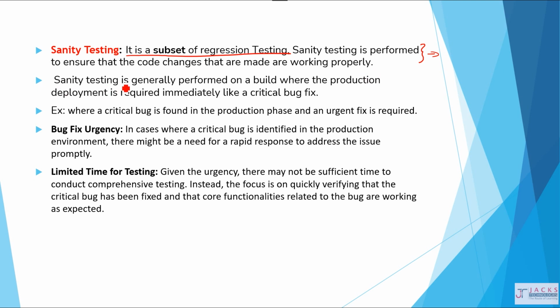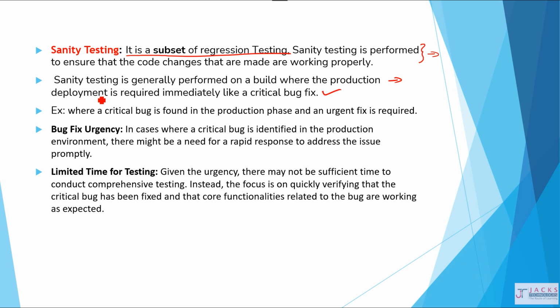Now see, sanity testing is generally performed on a build where production deployment is required immediately, like a critical bug fix. Here I have given an example where a critical bug is found in the production phase and an urgent fix is required. Guys, what is the production phase? You have released the vehicle into the market, or you have released your product into the market. So it is about to go to the production environment, right?